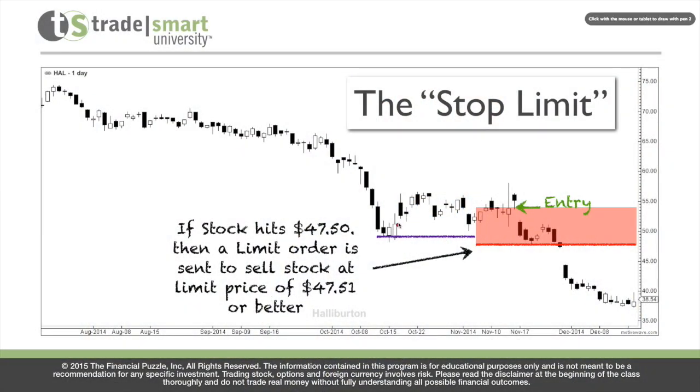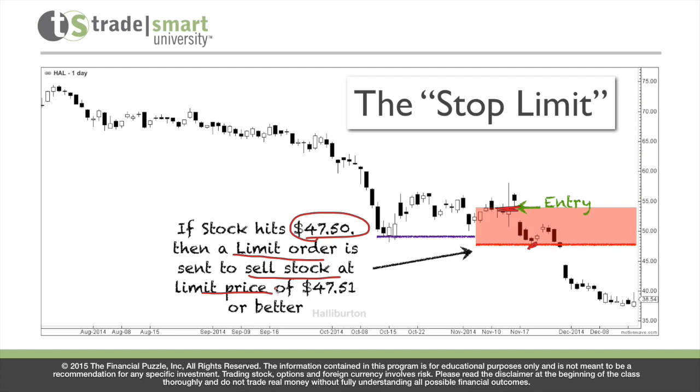Let's take an example here. Let's look at the same trade. And let's say we entered the order still at the same place here, but we use a trigger or a stop at 47.50. So when the stock gets down to 47.50, it triggers it. But when it triggers it, it triggers a limit order. So when the stock hits 47.50, it triggers a limit order that is sent to the floor to sell the stock at a limit price of, and then you fill in that limit price.